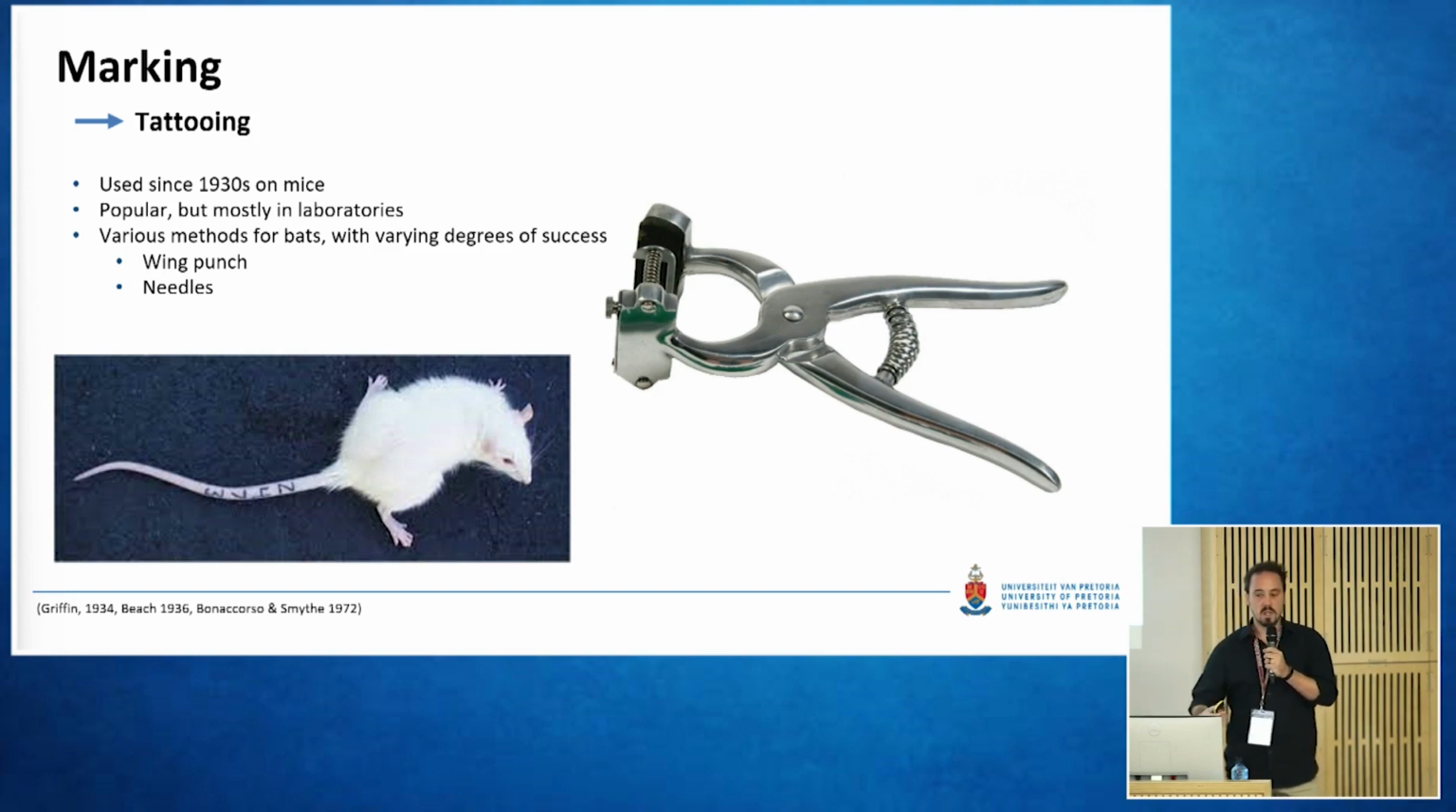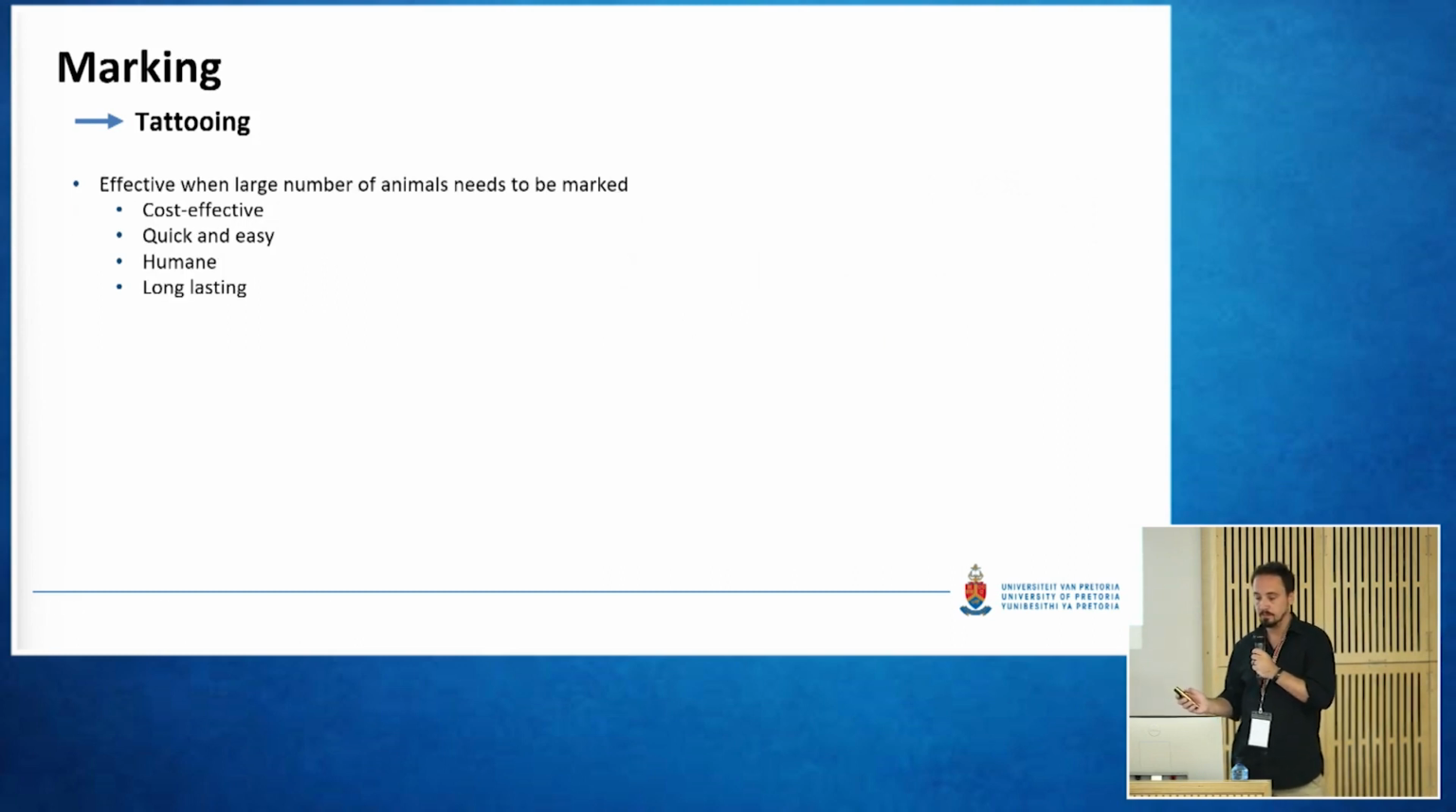But they also used wing punches, which is basically right here, where you punch numbers into the wing that's been dipped in ink. And then this places a number. The problem with this is that because it's just tiny little holes, it grows over and the mark is not always permanent, and you lose a lot of the marks.